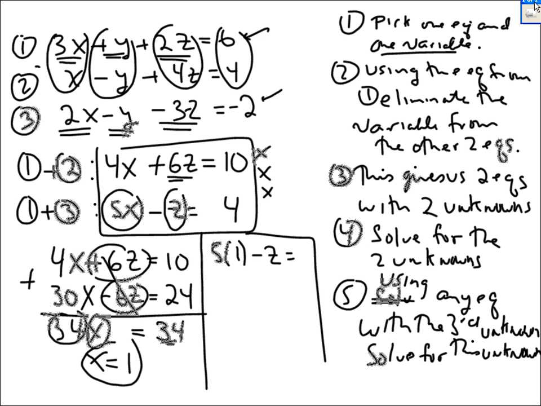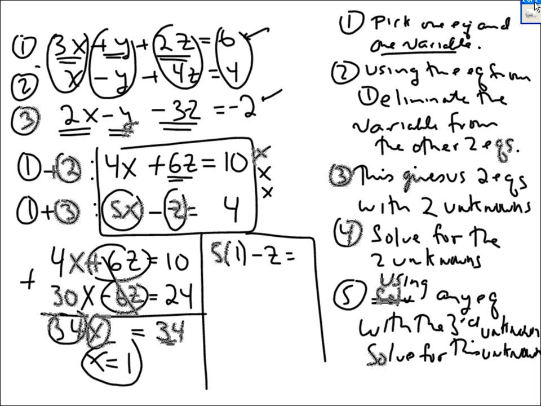Step 5 says, using any equation with the third variable, we know x and z, so we need to solve for y. Using any equation with the third unknown, that is y, solve for this unknown. Well, I'll use equation 1. I know that 3 times x plus y plus 2 z's, and z is 1, is equal to 6. Well, this is 3 plus y plus 2 is 6.